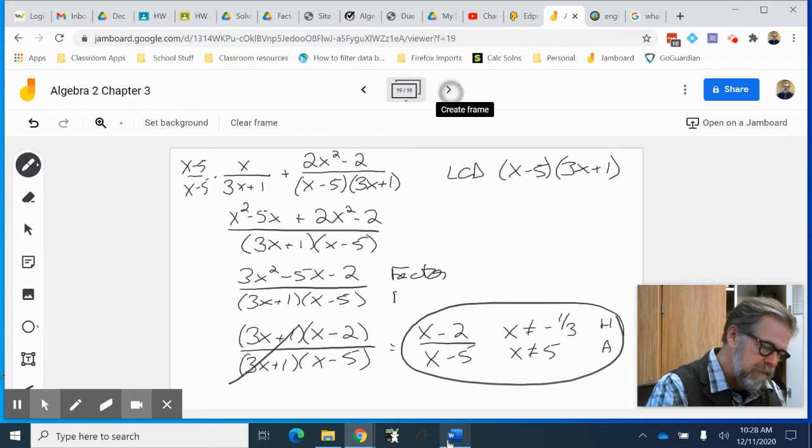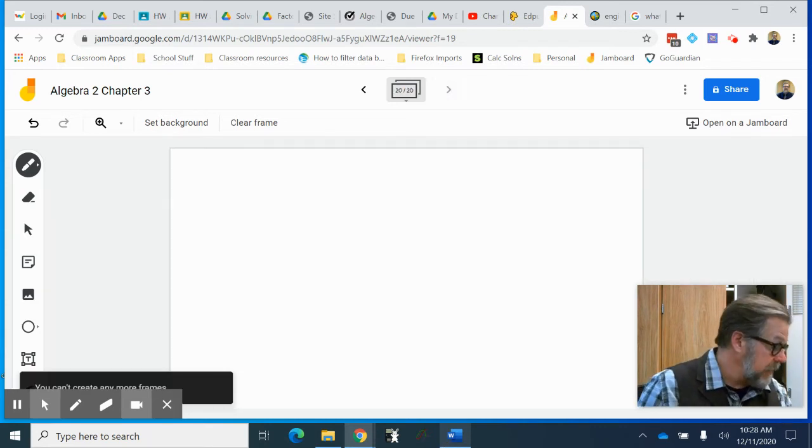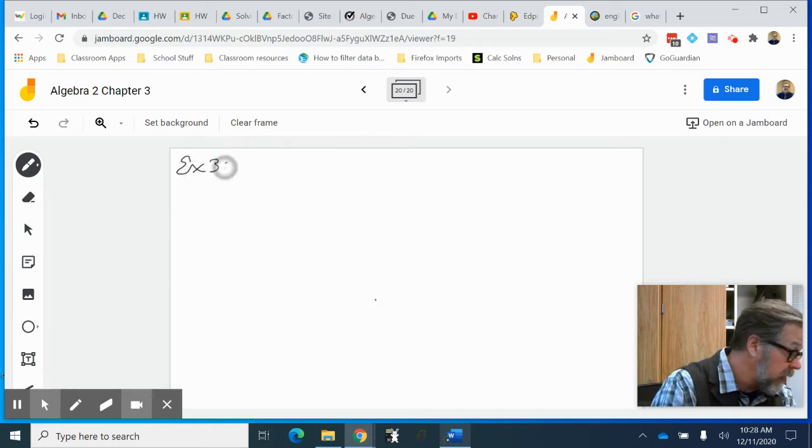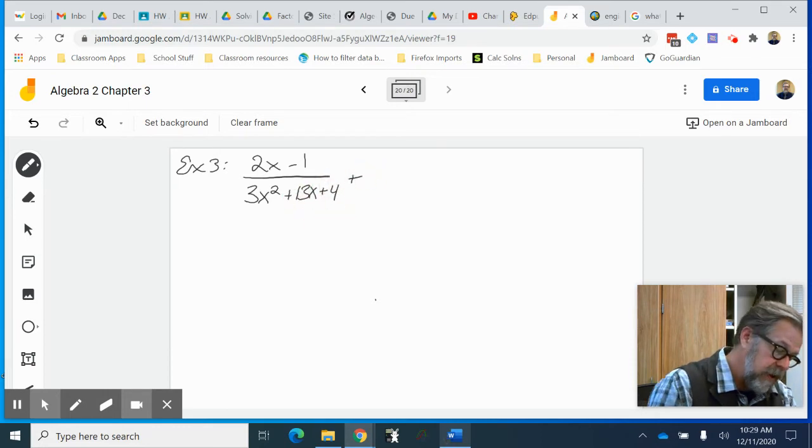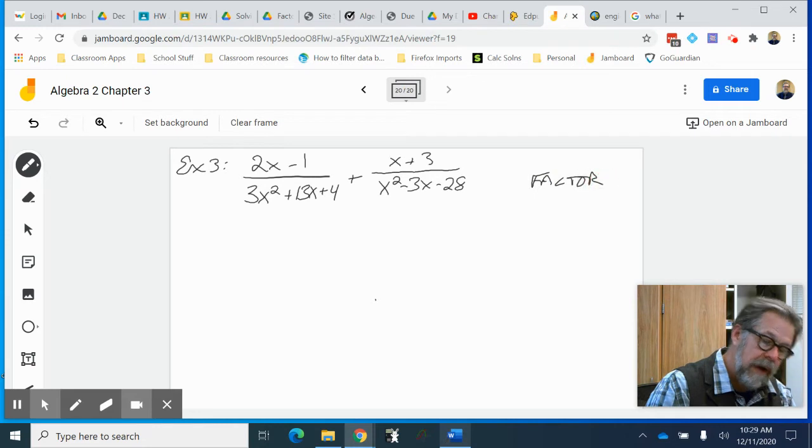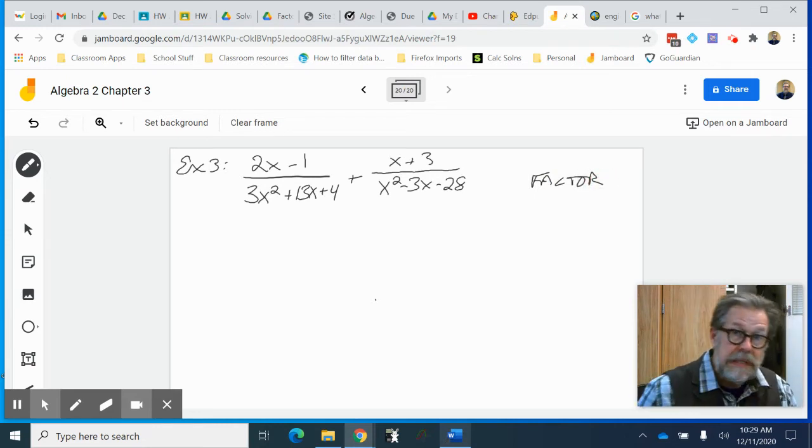Okay, next, let's do one that's even more complicated. What the heck, we're rocking and rolling here. This is going to be example 3, I think. Doesn't matter even if it isn't. And I'm going to give you 3x squared plus 13x plus 4 as the first denominator. And we've got x plus 3 over x squared minus 3x minus 28 as the second denominator. And of course, first thing we're going to do is we're going to factor these denominators. So pause, see if you can come up with the factorization.